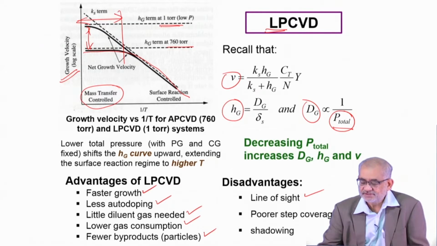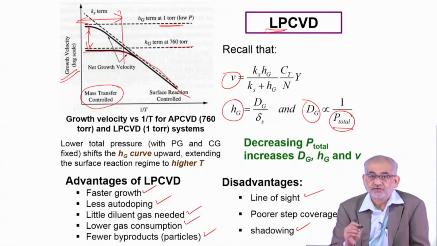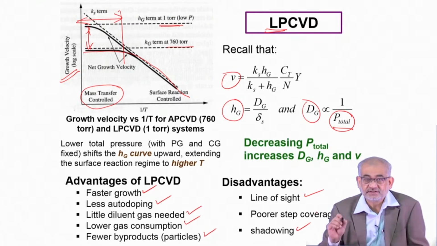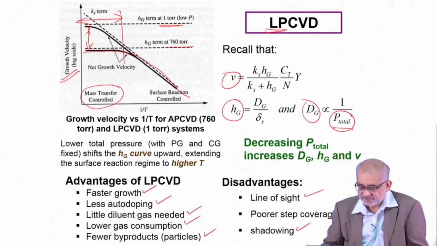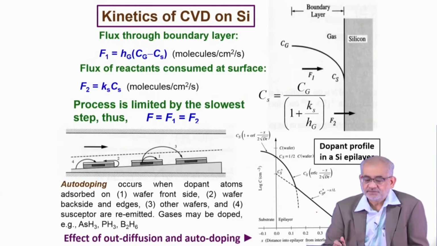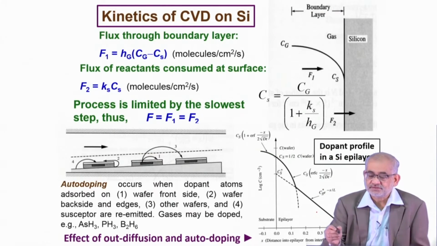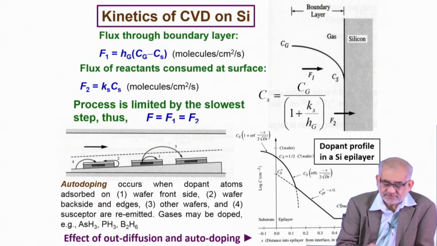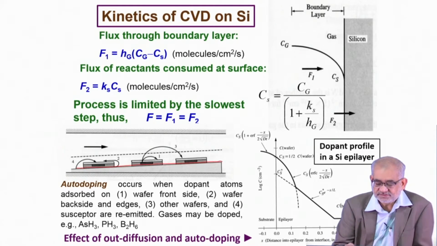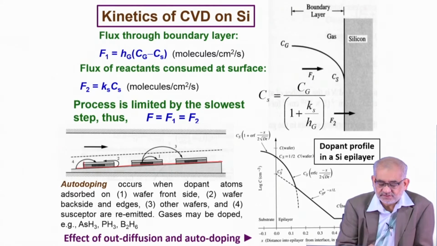The step coverage is low because the availability of the diffusant or the reactant is low, and there is a certain amount of shadowing effect which cannot be avoided. So for very small features, very sharp features, there will be certain difficulty. For example, this is the stage on which we have these samples. These are the substrates.